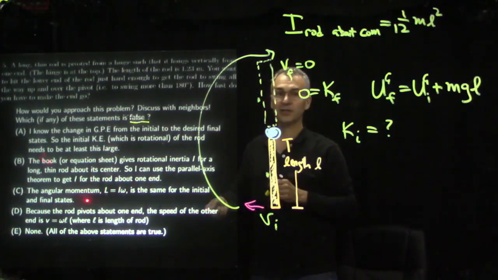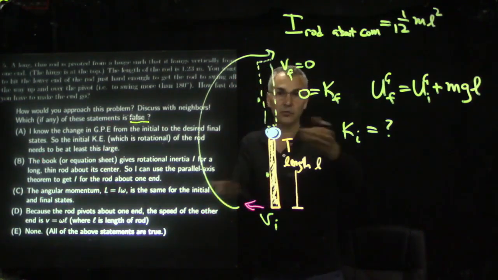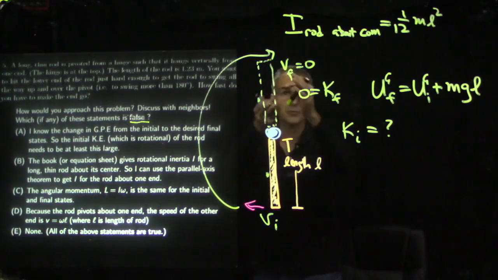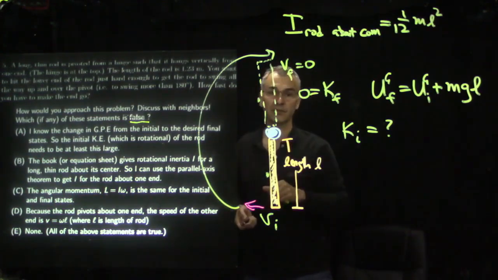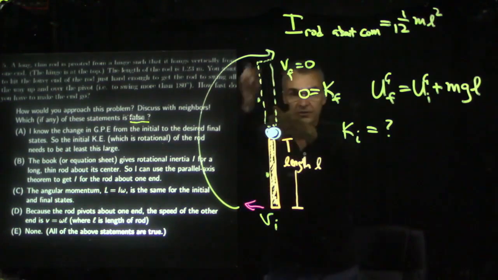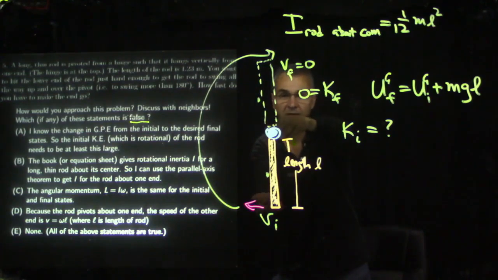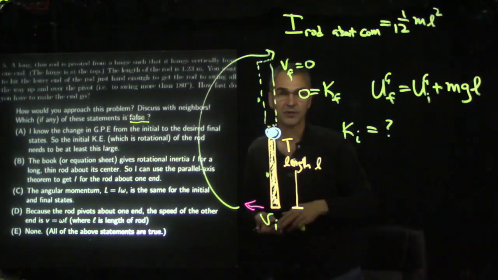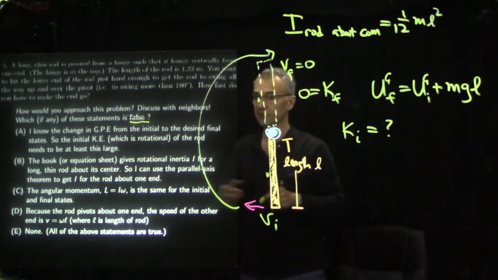Well, I think that's certainly not true, because in the initial state, the rod is moving, and in the final state, it's not moving, or it's just barely moving. So I think it must be rotating at different rates, and yet it has the same rotational inertia because the spread of the mass from the rotation axis, or from the center of mass, depending on which way we're looking at it, is the same. So I think C has to be wrong.